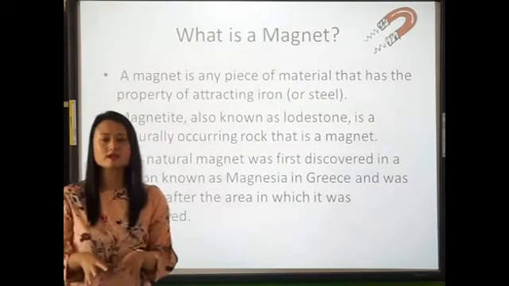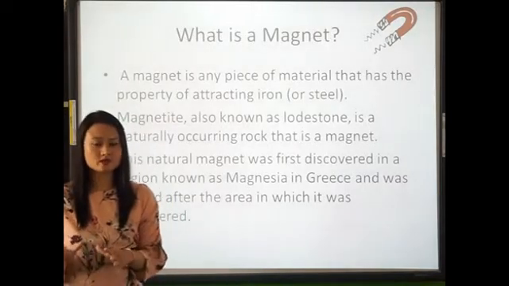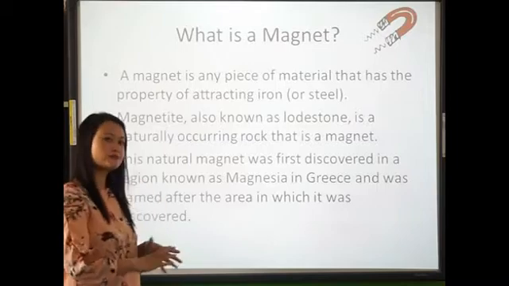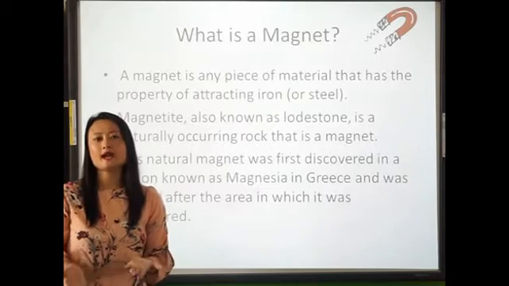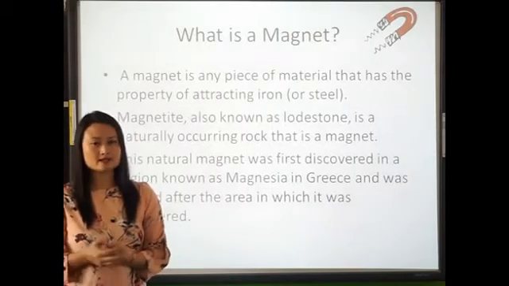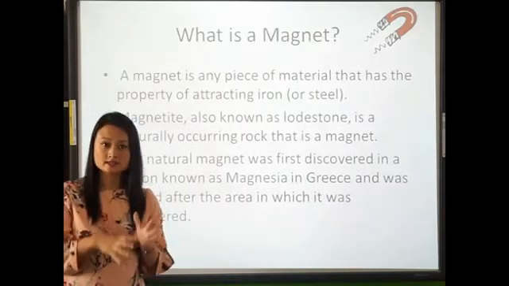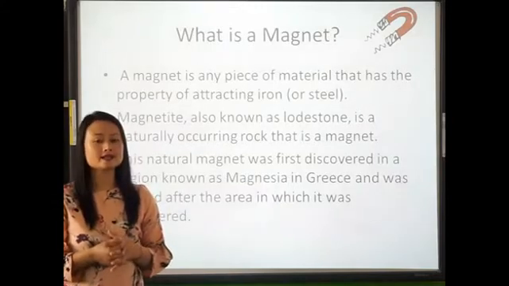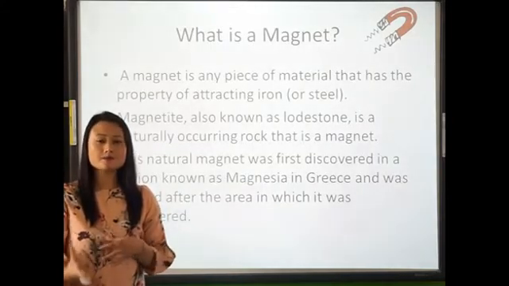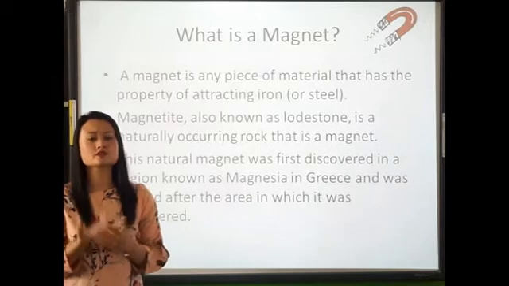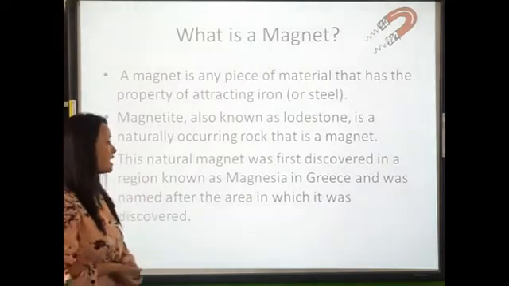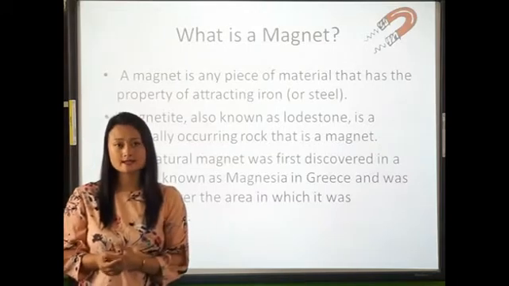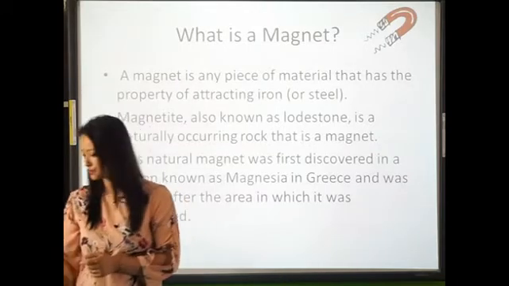That means these are the kind of magnets which are formed in nature. Before the discovery of magnetite or lodestone, nobody had any idea about magnets. Once they discovered magnetite and then its properties, later the name was changed from magnetite to magnet. And the naturally occurring magnet is lodestone.